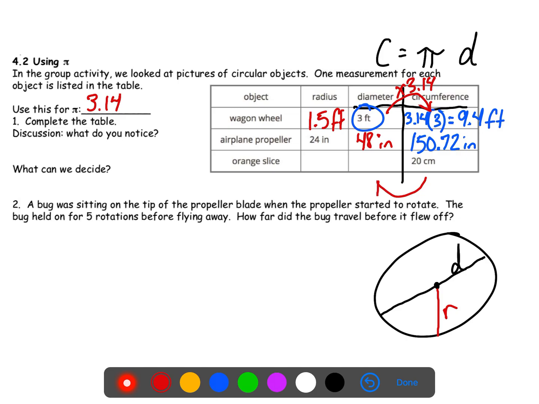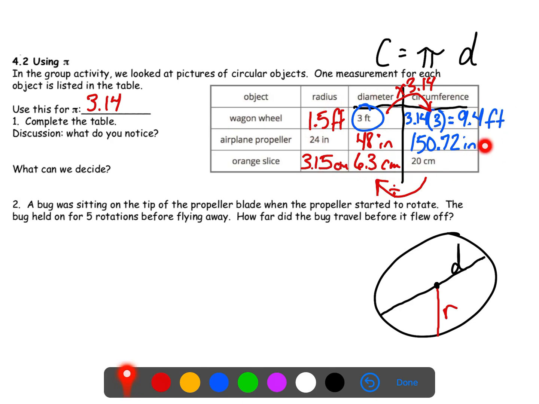So to go the other direction, I need to divide. 20 divided by 3.14 is 6.3 centimeters. And then to get the radius, which is half of the diameter, I can divide by 2 or multiply by 1/2 and get 3.15 centimeters. So that completes our table.